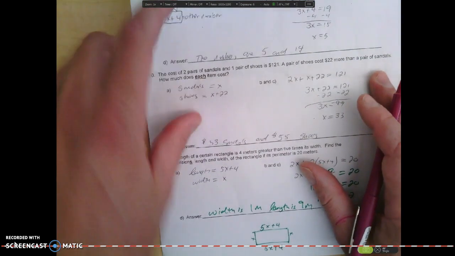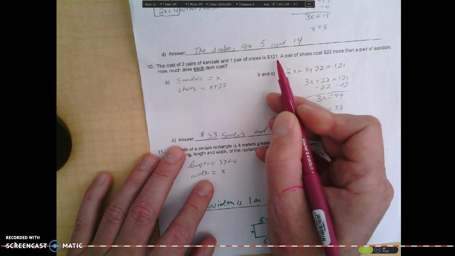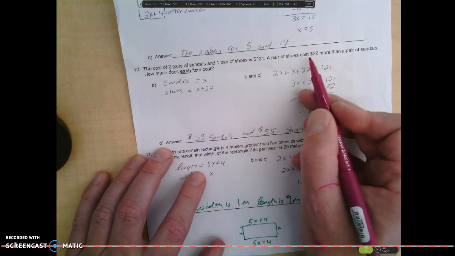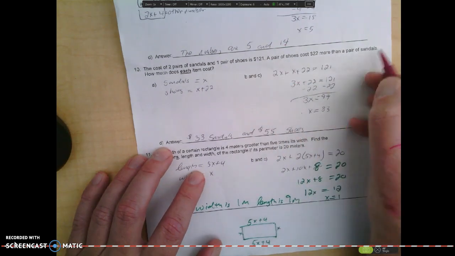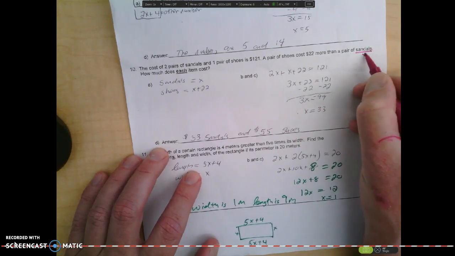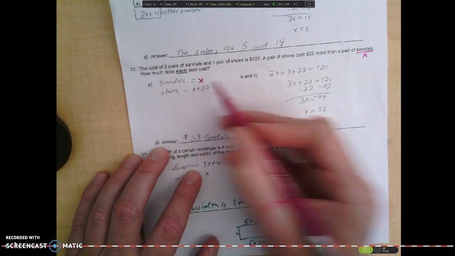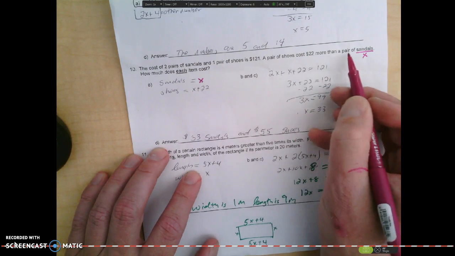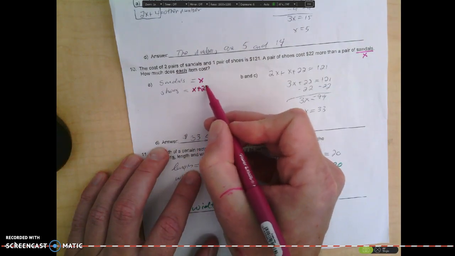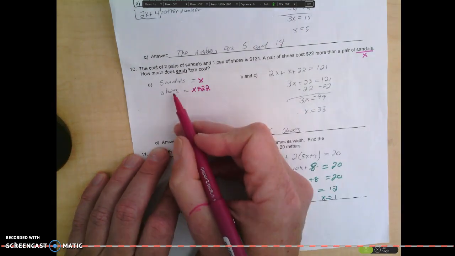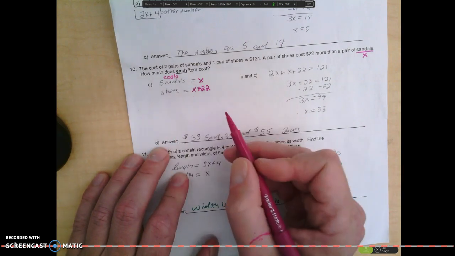Second problem. The cost of 2 pairs of sandals and 1 pair of shoes is $121. Well, it says a pair of shoes costs $22 more than a pair of sandals. So shoes are more than the sandals. So sandals are our unknown value, X. And that's what I have written right here, and I'll make that a little clearer. And then shoes are 22 more than that. So you just take X and you add 22 to whatever X is, and that's going to be the cost of your shoes. So these are costs, and I'll just be a little more specific, okay?